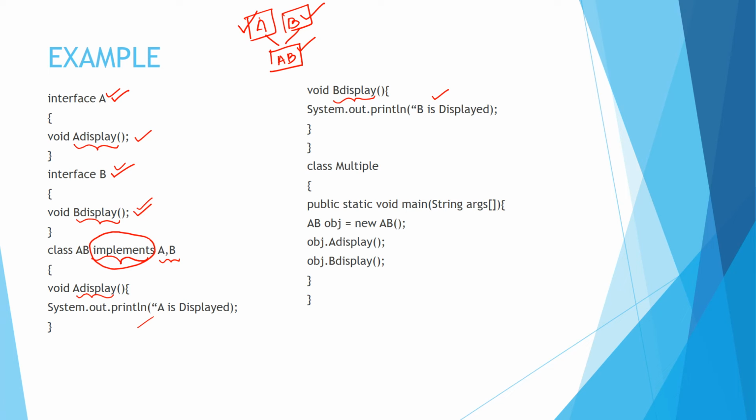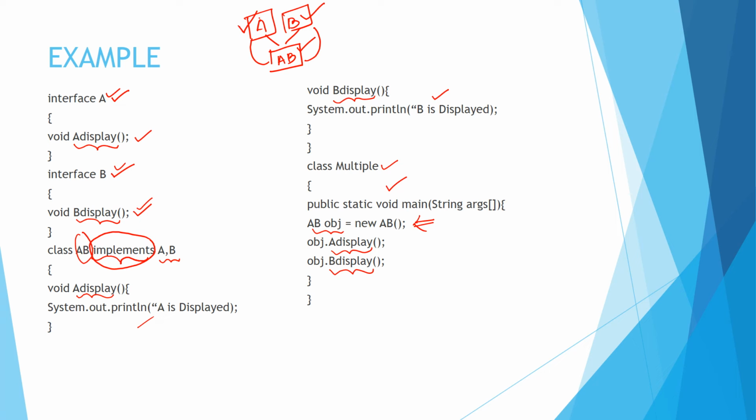After this we are writing the main program where you're declaring another class and creating an object for AB, that is this child class. If you create an object for this, you'll be able to access both A and B. Am I right? So after creating an object for AB, you call the A method and also the B method. So now your output will be A is displayed and B is displayed. I hope you understood multiple inheritance with the help of interfaces now.